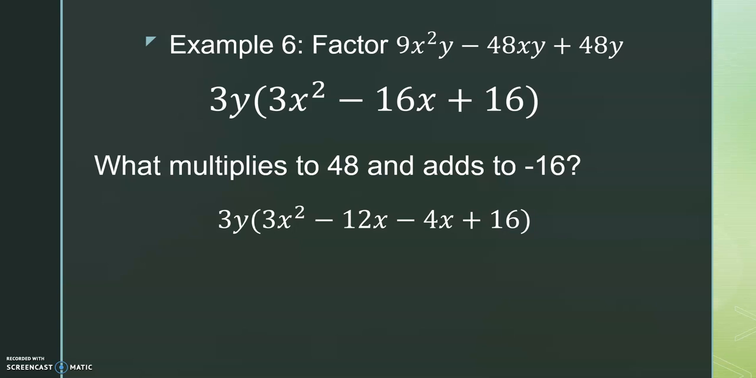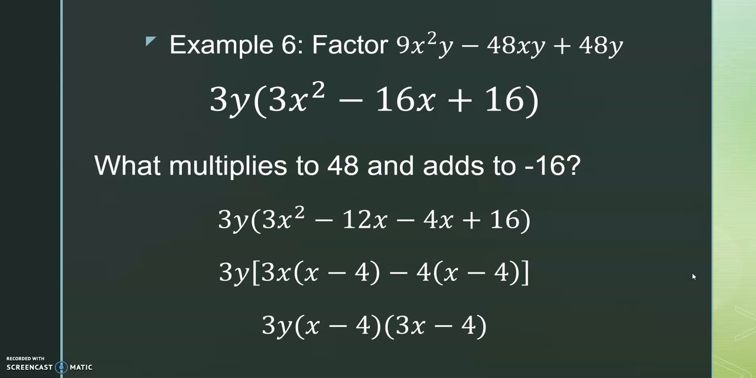Now we have 4 terms, so factor by grouping. Keep that 3y out in front, don't lose it. 3y times 3x times x minus 4 times x minus 4. Finish factoring, it's 3y times x minus 4 times 3x minus 4. That's section 8.5, factoring polynomials completely.